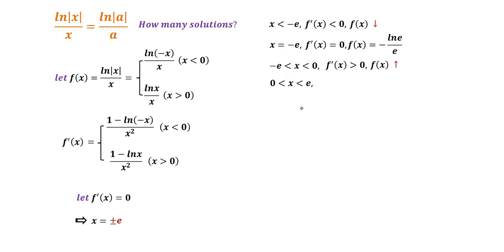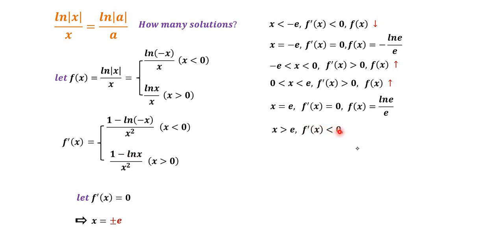When x is greater than 0 and less than e, this time x is positive, and we look at this expression. This is going to be positive, so f'(x) is positive and f(x) increases in this range. When x is equal to e, f'(x) is equal to 0, and f(x) is equal to ln e/e. When x is greater than e, it's positive, and we look at this, it is going to be negative. f'(x) is negative, and f(x) decreases in this range.